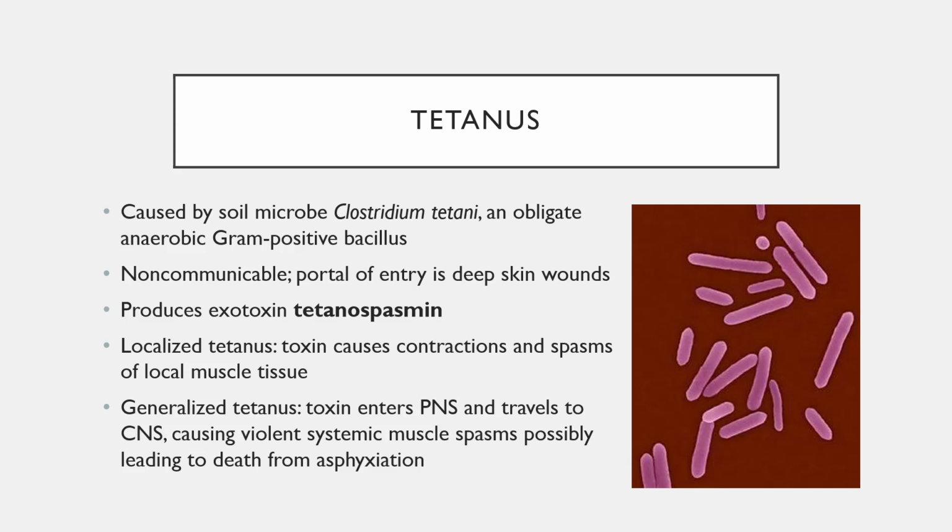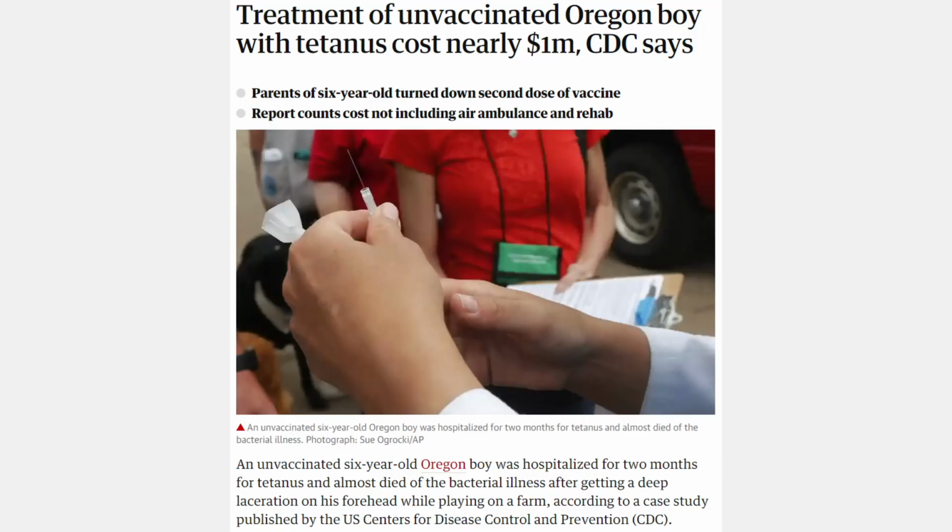Thankfully, immunization through the DTaP vaccine, which we've seen before, it's diphtheria, tetanus, and pertussis, where the T stands for tetanus, has made this disease extremely rare in the United States. However, like many other diseases, rejection of vaccines in recent years has led to some tetanus cases.